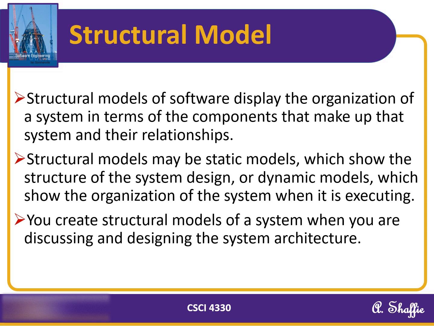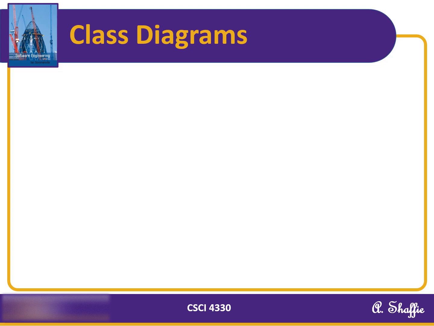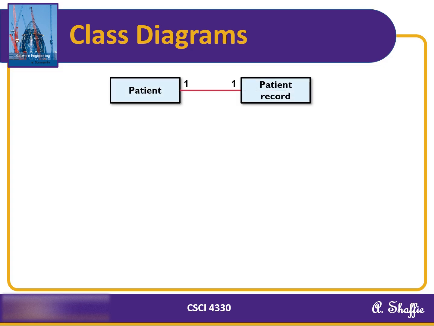One of the most popular diagrams used for the structural model is a class diagram. Class diagrams are used when developing an object-oriented system model to show the classes in a system and the associations between these classes. It can be represented at different levels of detail. To start, let's look at a simple example of a class diagram illustrating the relationship between patient and their patient record object.